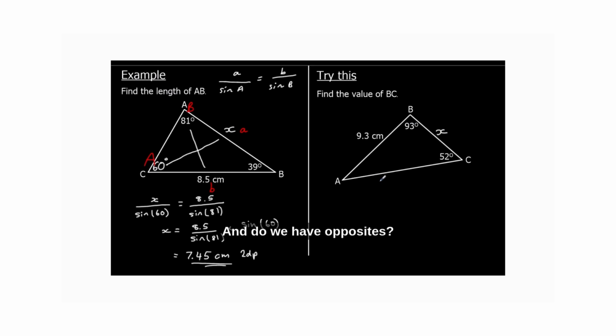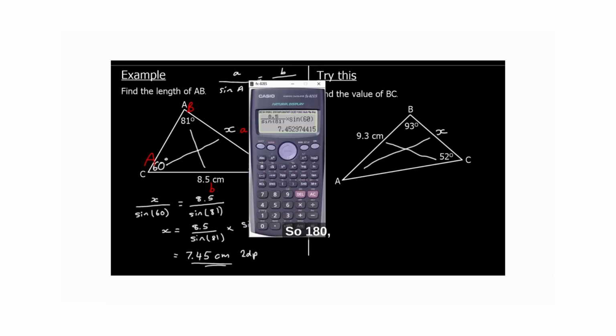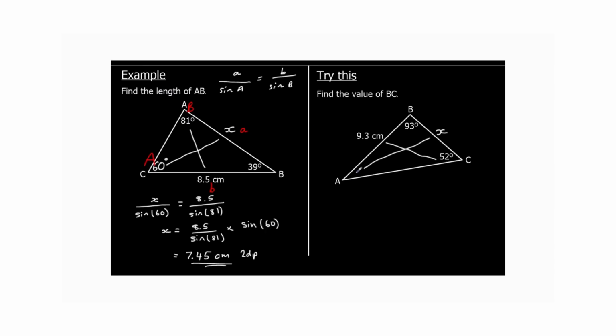And do we have opposites? Can we use the sine rule? So we've got 9.3 opposite 52. We don't know X's opposite just yet, but we can work it out from finding the missing angle in a triangle. So 180, take away 52, and take away 93 tells us the missing angle is 35 degrees. So we do know opposites. We've got x and its opposite is 35 degrees. 9.3's opposite is 52 degrees.